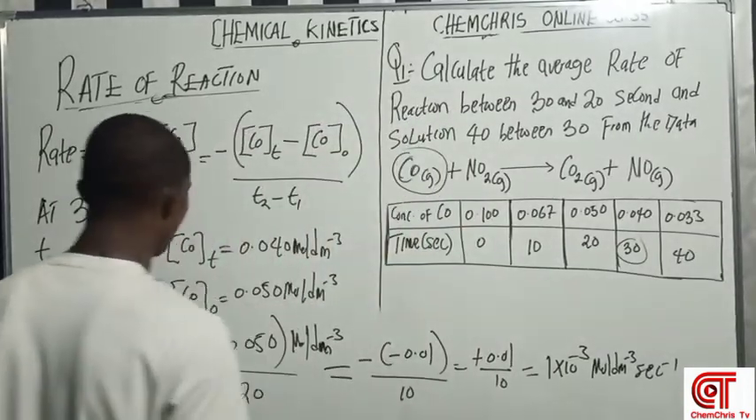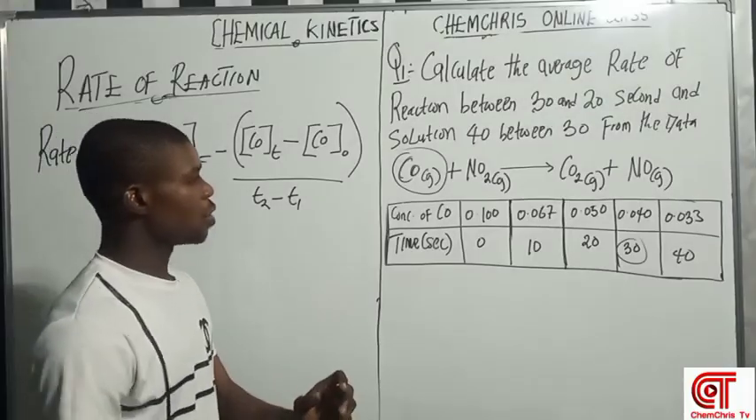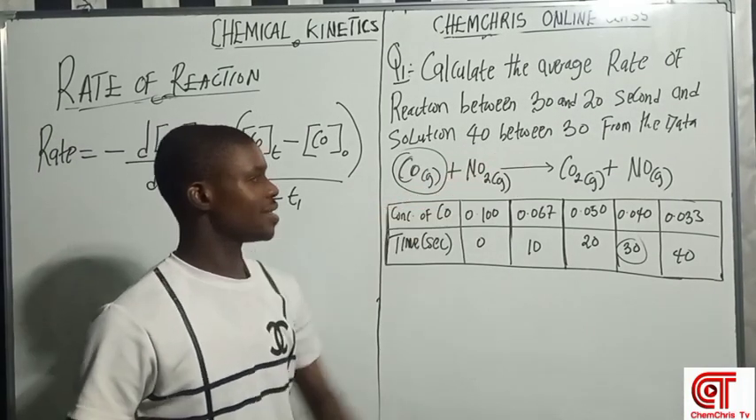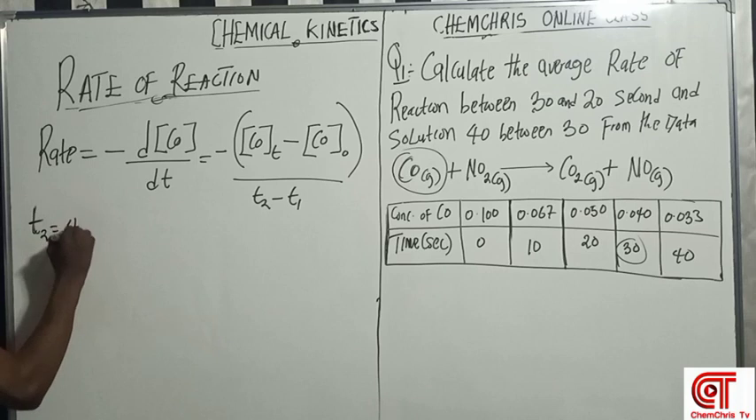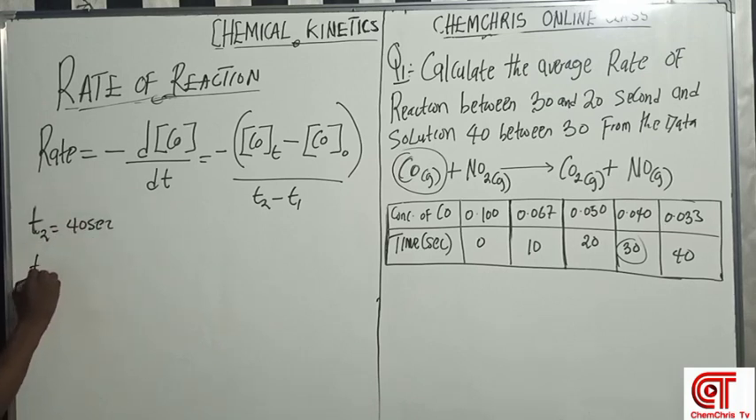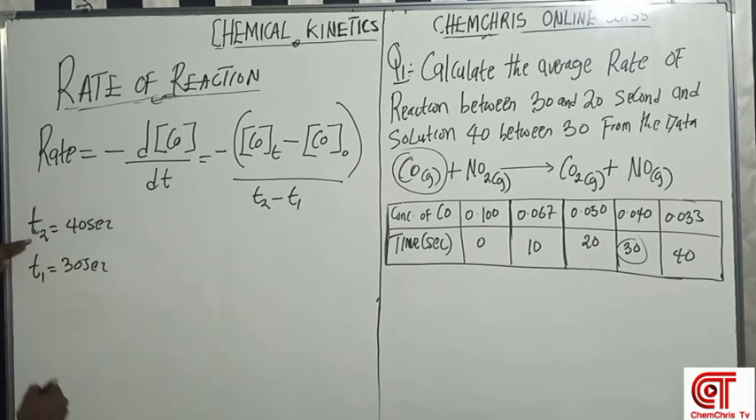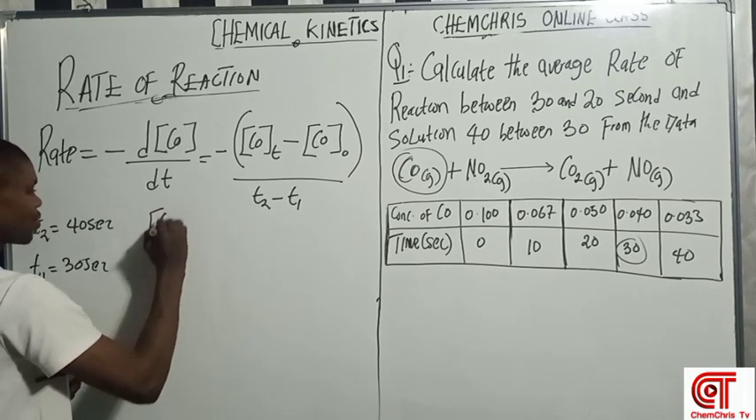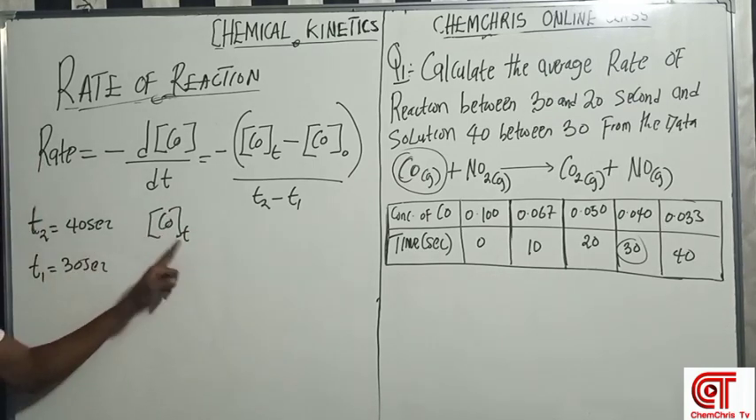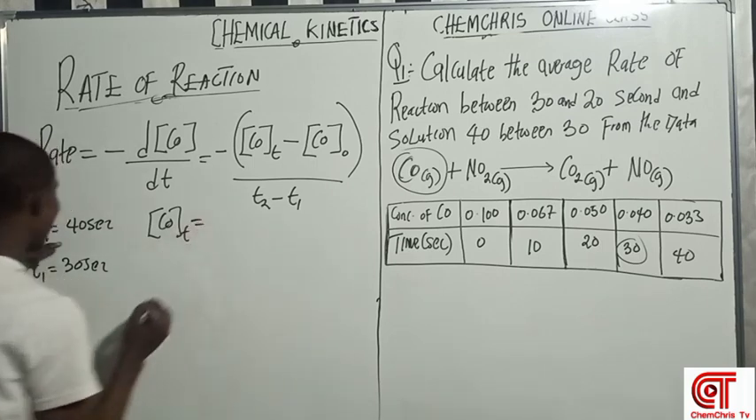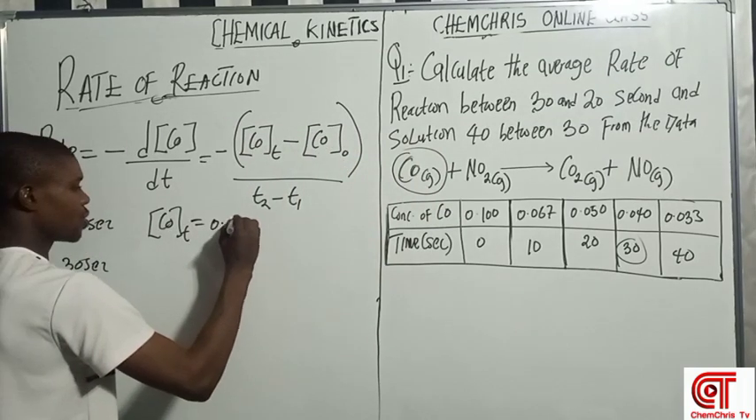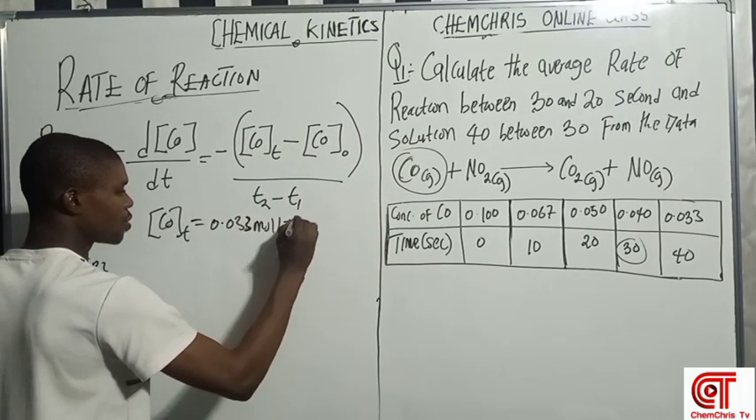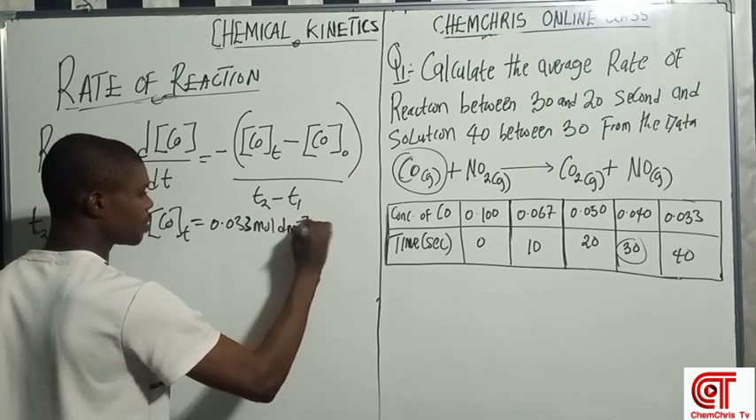So if you look at the second one, let me write this here. Let's look at the next one, between 40 and 30. So that is my final time. My final time is going to be 40 seconds, then my initial time is going to be 30 seconds. Can you see that? Now, for my final time, I want to get my final concentration, which is the concentration of T, right? So we're going to be at 40 seconds. Let's show 40 seconds. Here I have 0.033 mole per dm cube, right?